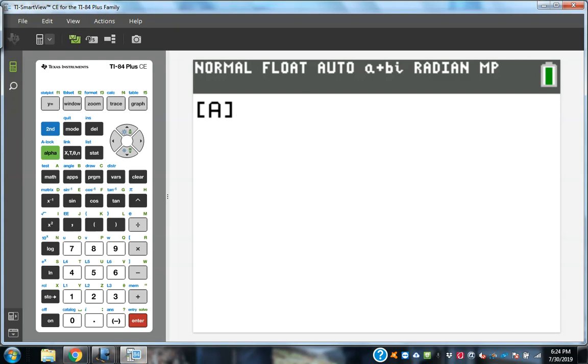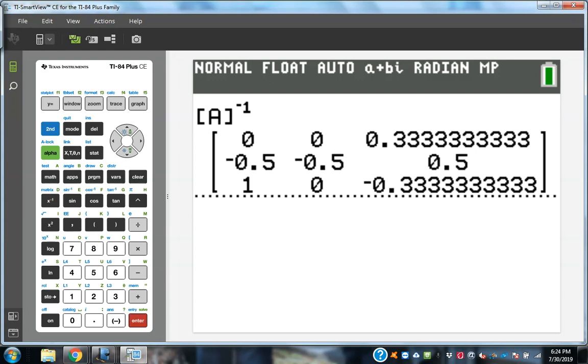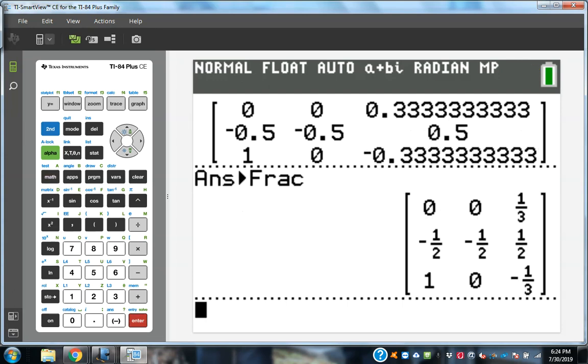We're not going to hit second. We're just going to hit X inverse and get the little -1 exponent. That's A inverse. All I got to do now is hit enter, and it's going to find me the inverse matrix for matrix A. It's got a lot of decimals in it. How do I change decimals to fractions? Math, enter, enter. There is the inverted matrix. That is the inverse of matrix A.